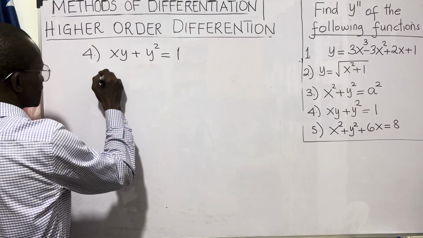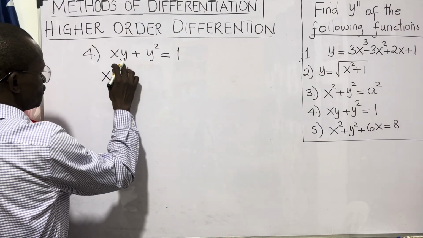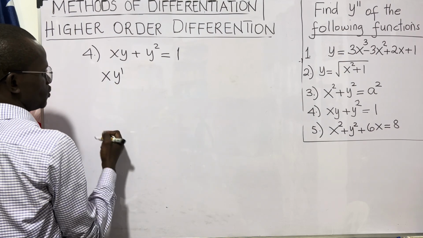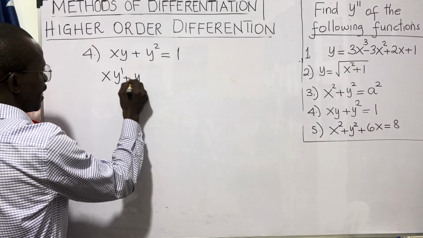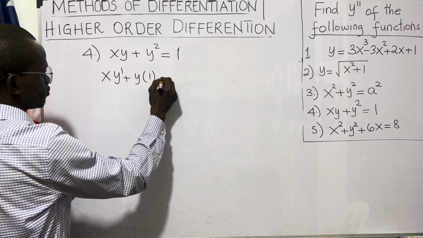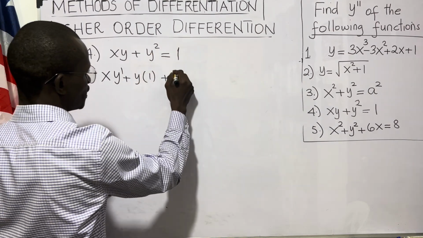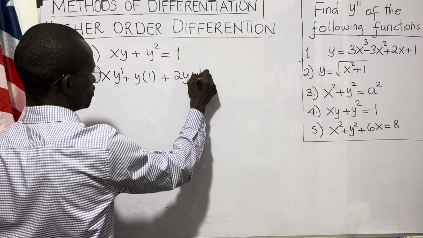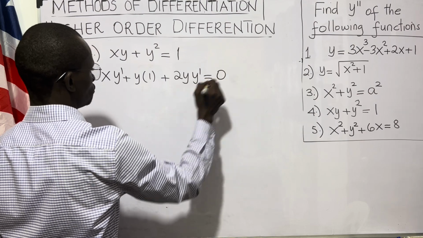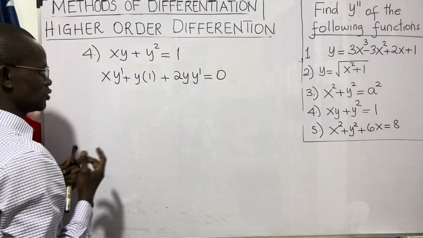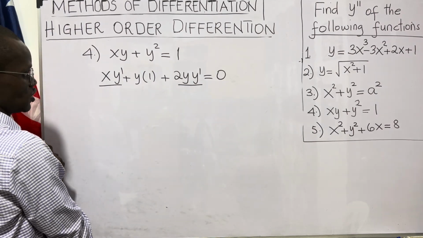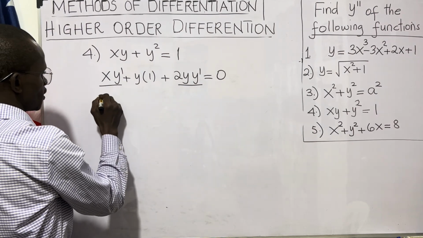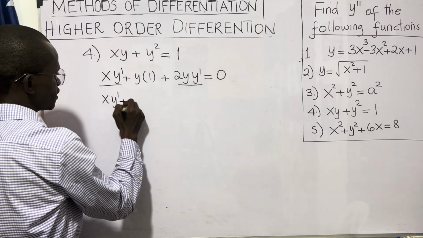So we hold x using the product rule. We hold x and differentiate y. We just attach y prime because the derivative of y is just 1. Plus we hold y now and differentiate x, we get 1. The derivative of y squared is just 2y. Then we attach y prime, all equals to the derivative of 1, which is 0. So we solve for y prime. Make it the subject, and then we solve.